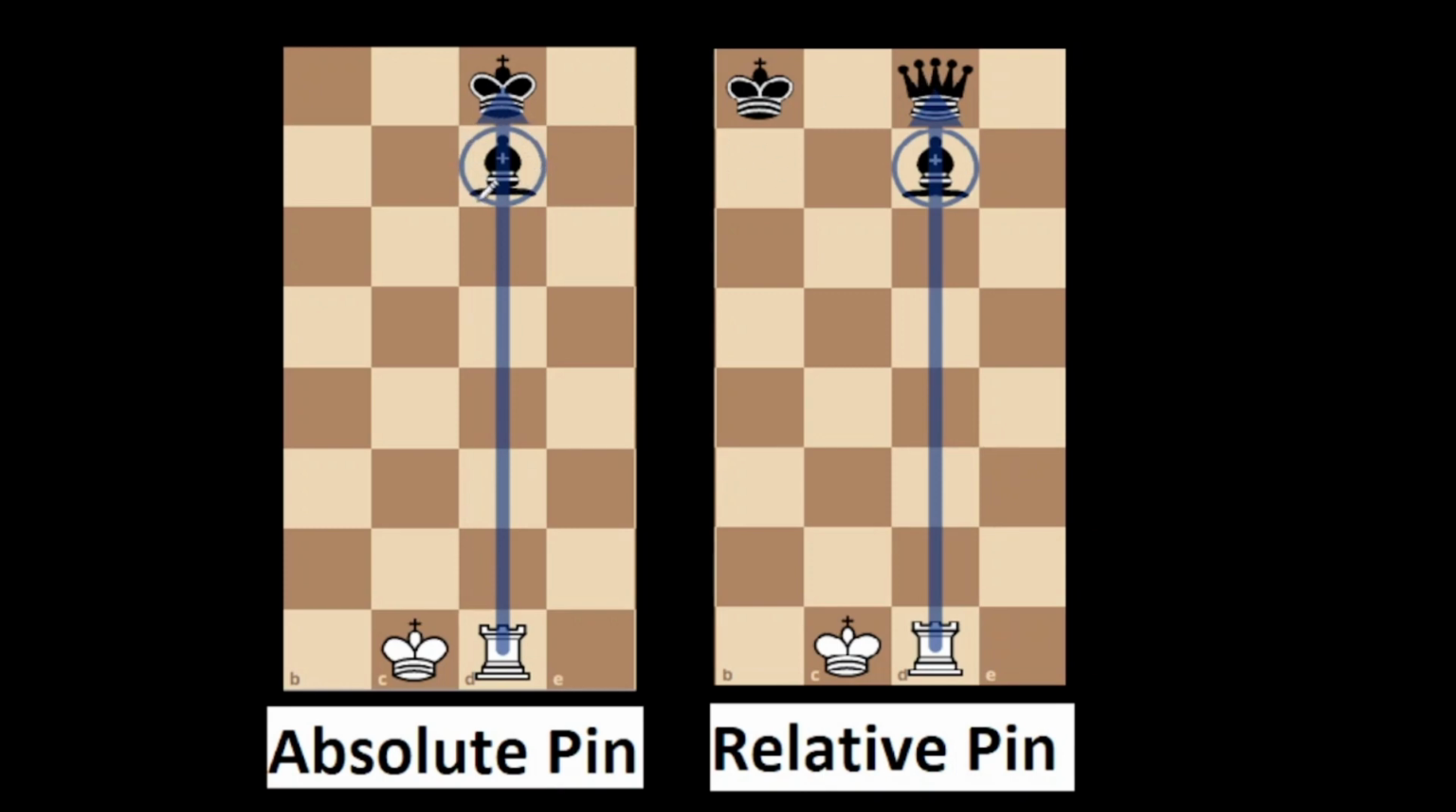If the bishop is pinned to the king, then moving this bishop is an illegal move. So the bishop has to stay there. But when the bishop is pinned to the queen, the bishop can still move away to here or to here. But it becomes a bad move because the white rook can go and take the black queen.